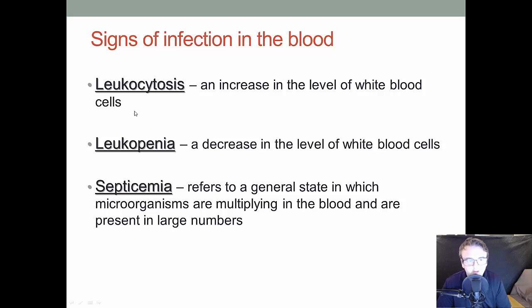And while it's not good that you have an infection, it is actually good to see that your body is responding with a higher white blood cell count than what you'd normally have. So that's an indication that the immune system is doing what it's supposed to do. Leukopenia, on the other hand, is a decrease, and this is never good.